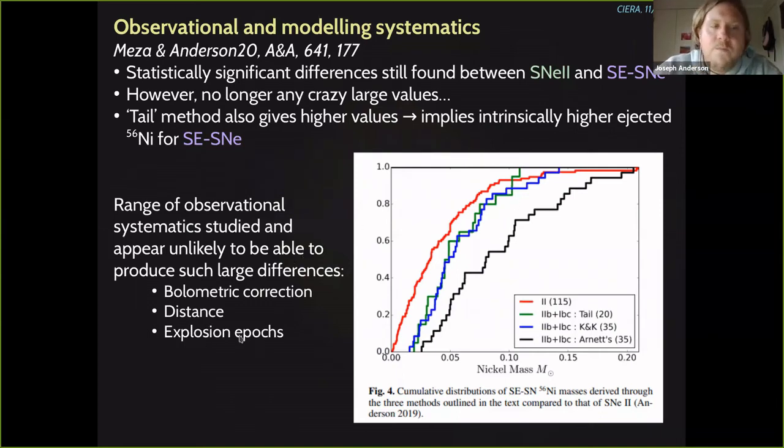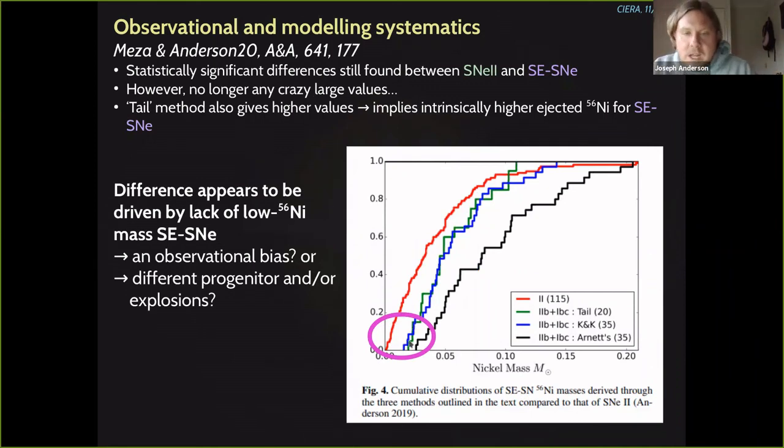Also in this paper, we analyze a range of observational systematics, such as the volumetric correction, the distance, and explosion epochs, and these change things around. At the extreme ends of changing these, you can say, well, maybe it's almost consistent, but you're really pushing things. And I don't believe any of these things can produce the large differences we see between the type 2s and the stripped envelope supernovae.